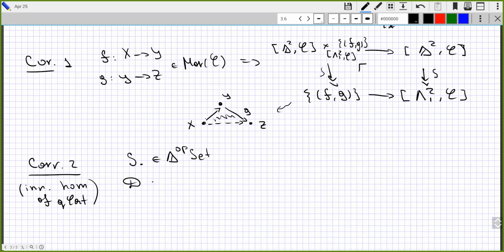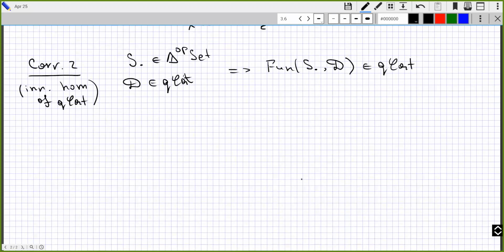So we take S to be an arbitrary simplicial set and D to be a quasi-category. Then the functional complex of maps from our simplicial set to a quasi-category is itself a quasi-category. How do we do this?